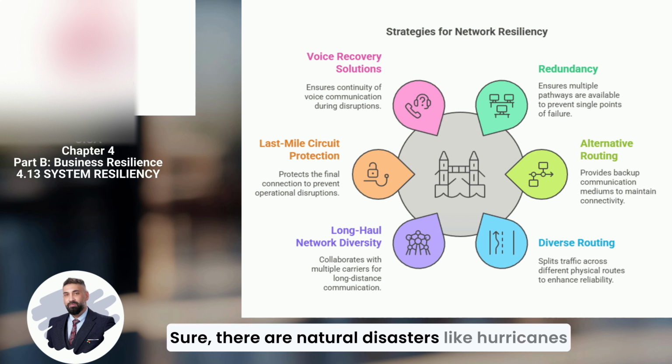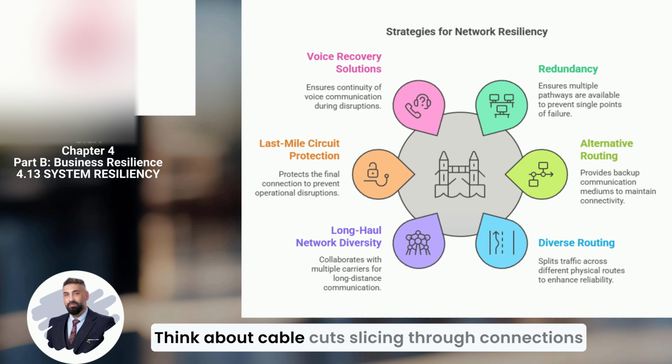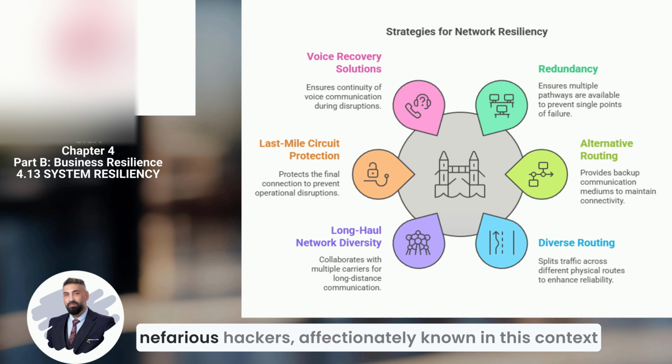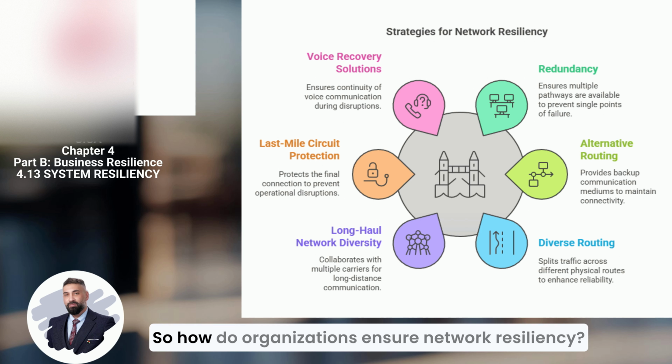Sure, there are natural disasters like hurricanes that can wipe out infrastructure, but there's also a list of industry-specific threats. Think about cable cuts slicing through connections like a pair of garden scissors, software bugs throwing systems into disarray, or even nefarious hackers, affectionately known in this context as freakers, wreaking havoc. So how do organizations ensure network resiliency?